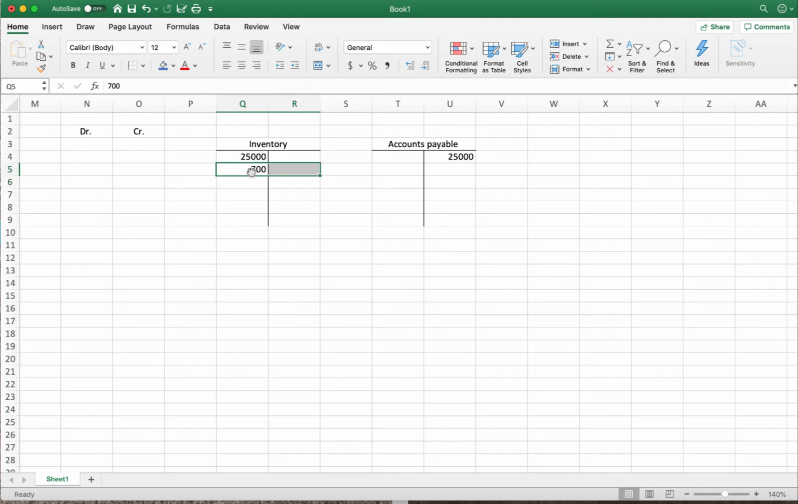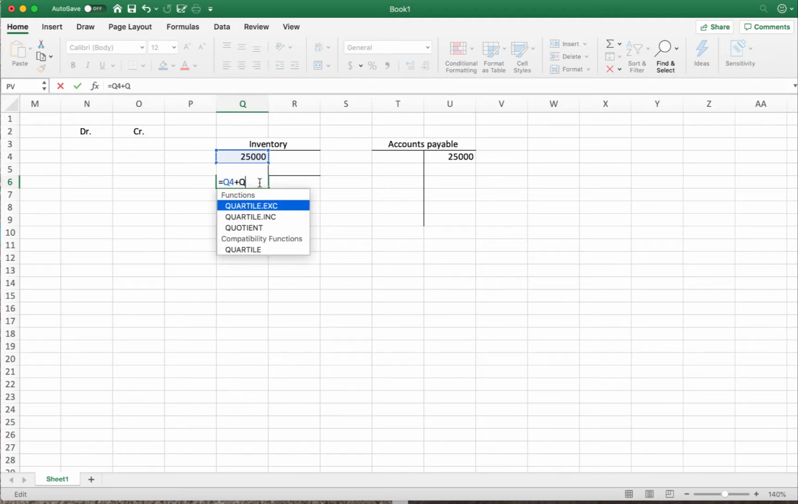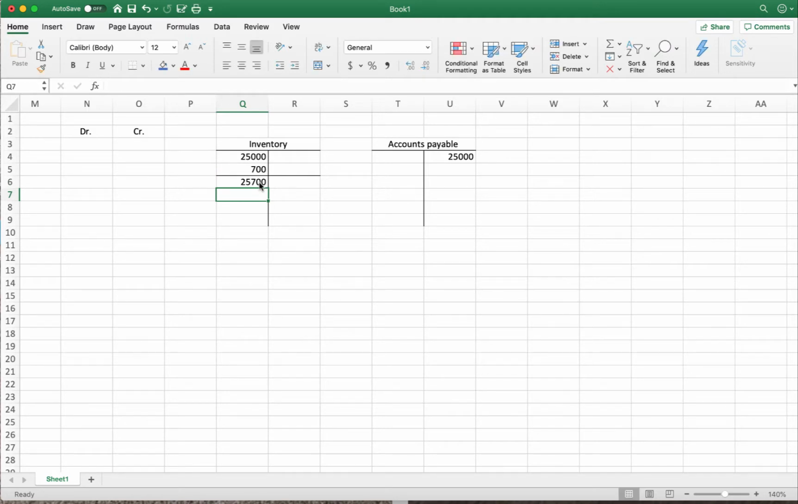What's my balance of inventory? I'm just going to put a bottom border here just to show that I'm making a calculation. Well, equals 25,000 plus, what is that, Q5, 25,700. Okay, that's the balance right now of my inventory.